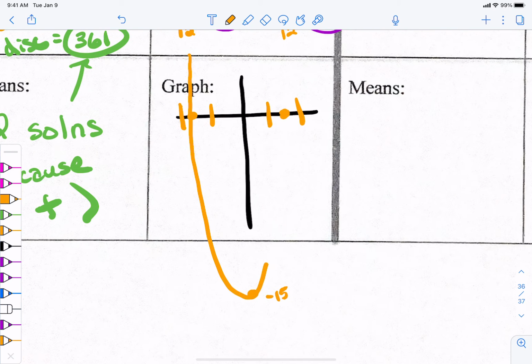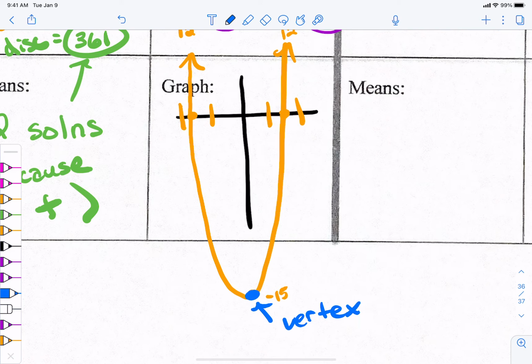It is actually a lot skinnier than what I drew, because my units are not in the right spot. But anyway, here's my question: is this negative 15 the vertex? No, it's not. Right here it's touching at 1.5, and right here at negative 1.6, so this is not exactly in the middle.